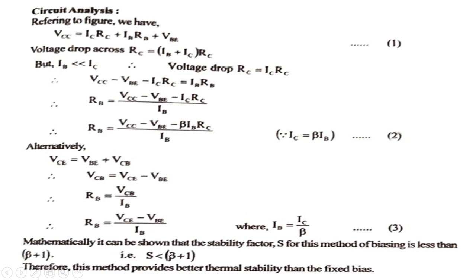Mathematically, it can be shown that the stability factor S for this method of biasing is less than beta plus 1, that is, S is less than beta plus 1. Therefore, this method provides better thermal stability than the fixed bias.